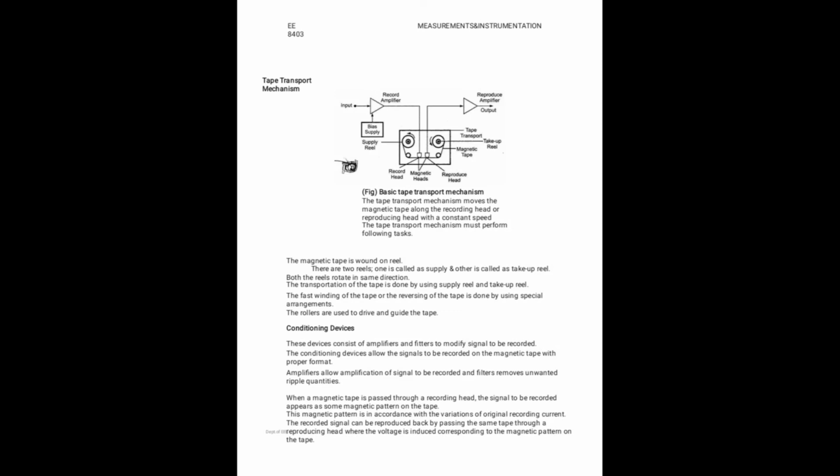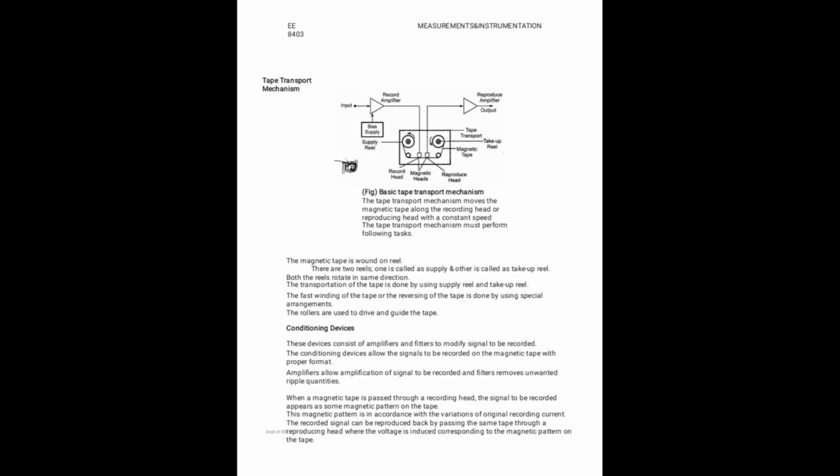Next point, conditioning devices. These devices consist of the amplifier and the filter to modify the signal to be recorded. The conditioning devices allow the signal to be recorded on the magnetic tape in the proper format. The amplifier allows the amplification of the signal to be recorded, and the filter removes unwanted ripple quantities.